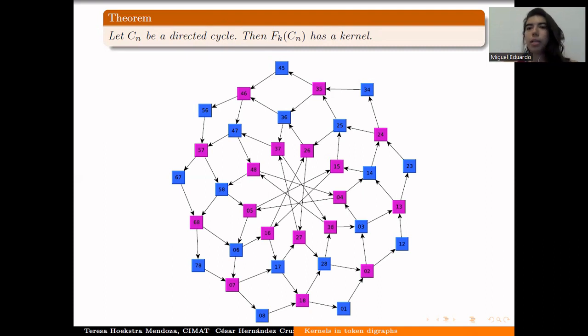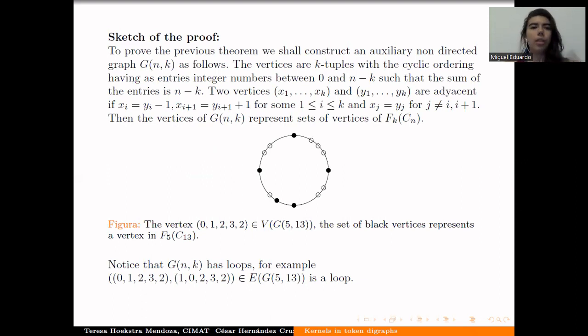So it starts to get complicated when k equals 3 or more. In that case, I'm going to give a sketch of the proof. I'm not going to give all the details because I only have 20 minutes and it would take a lot of time. So when k is 3 or more, we need to construct an auxiliary undirected graph, which I shall call G_{n,k}, where the vertices are k-tuples with the cyclic ordering, which have as entries integer numbers between 0 and n minus k, such that the sum of their entries is n minus k. And what does this represent?